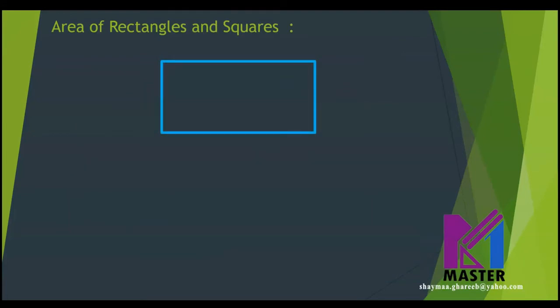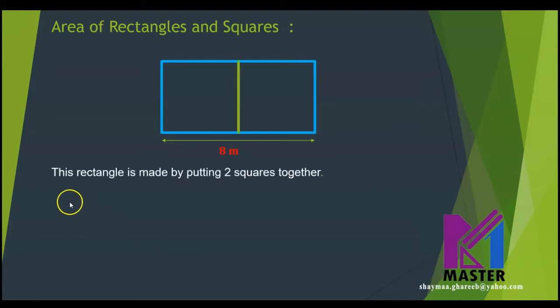Look at this example. We have a rectangle here. It has a length of 8 meters. This rectangle is made by putting two squares together. So I put this square next to this square to form this rectangle, which has 8 meters length. Is this point clear?